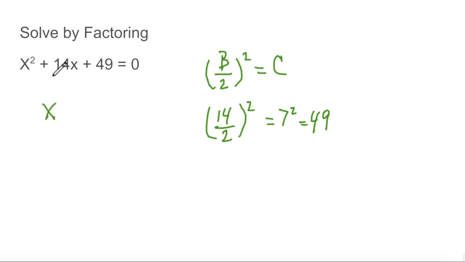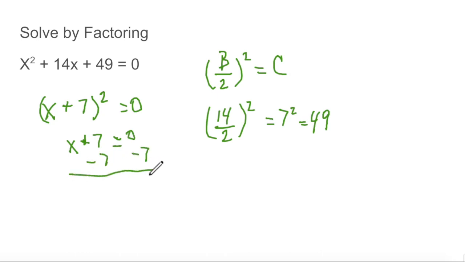So since this holds true, this is actually a perfect square, and we can rewrite this as x, is it plus or minus? Well, let's see, there's a positive b, so it's going to be plus 7 quantity squared equals 0. And then if we find the solutions for that, again, there's only one solution, and it's going to be a negative 7, because if we have x plus 7 equals 0, and we subtract 7 on both sides, we get x equals negative 7 is our solution to that perfect square.